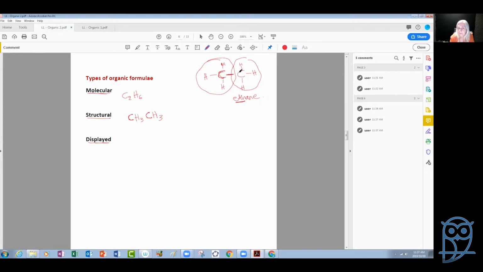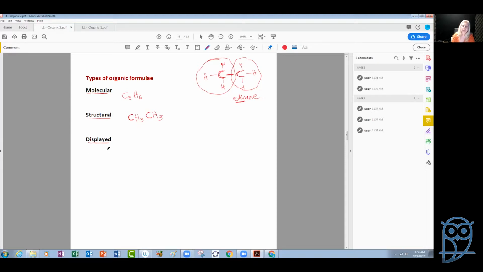So one bond is there with the other carbon, but the other 3 bonds must be bonded to something else, isn't it? Because this is a hydrocarbon, they are bonded to hydrogens. So there's the structural formula. Then the next thing is the displayed formula, which is actually what I drew there.